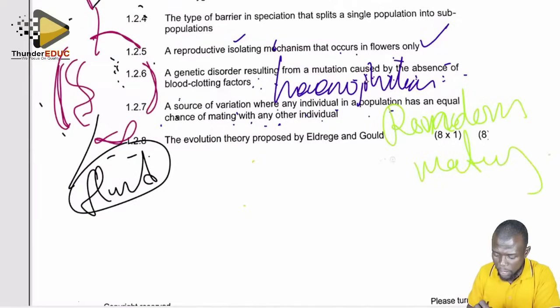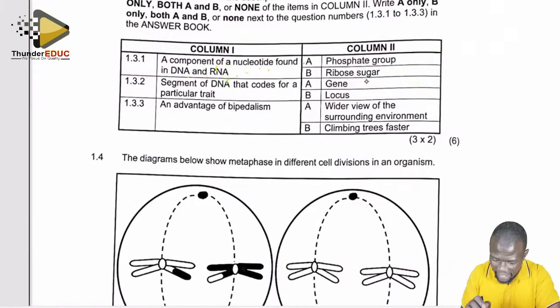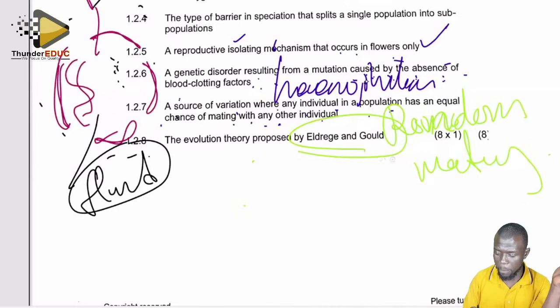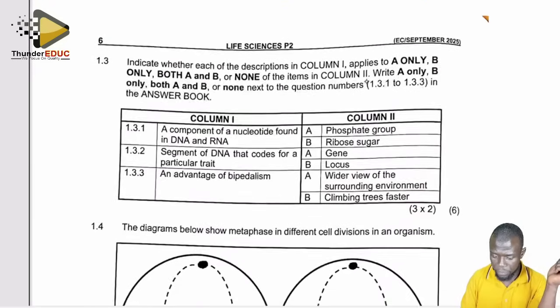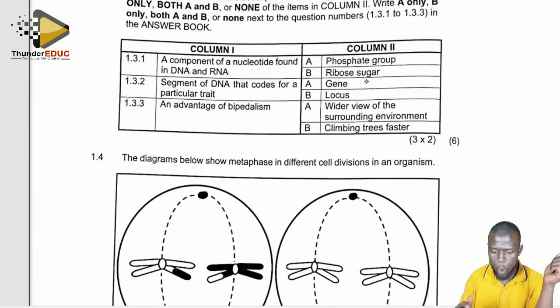Then evolutionary theory proposed by, remember that you must always say A only, B only, or A and B. Rapid periods of change, meaning that they are alternating with one another. So it is the punctuated equilibrium. So we got the next question, which is 1.1.3.